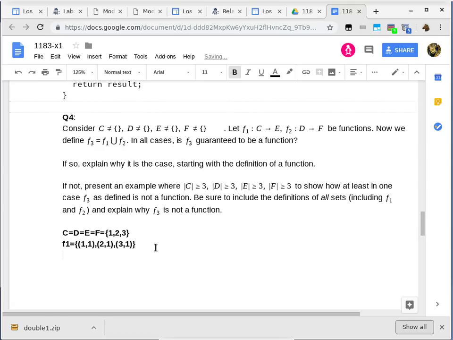And what about F2? Well, we can define F2 to be 1 maps to 2, 2 maps to 2, and 3 maps to 2 as well. So everything maps to 2. So what is F3? But you have never talked about how to make a union out of two functions. Do not look at these as functions. F1 is a set. F2 is a set. You can make a union of two sets. The union of two sets simply has elements from both of the sets. In this case, they don't even intersect, so you just throw everything in.